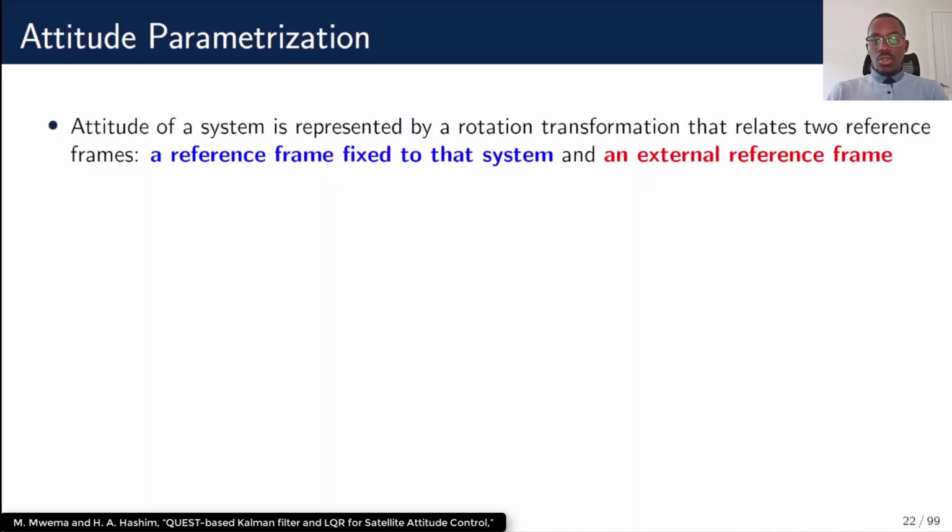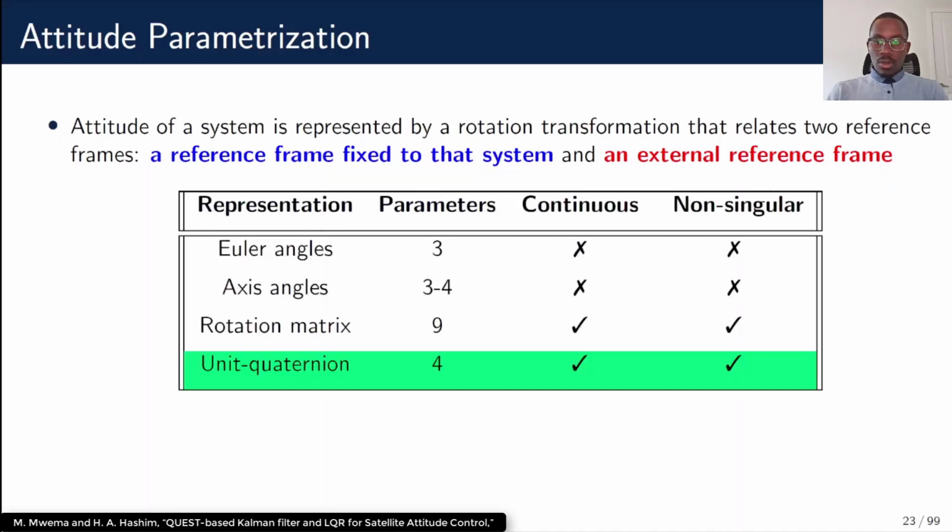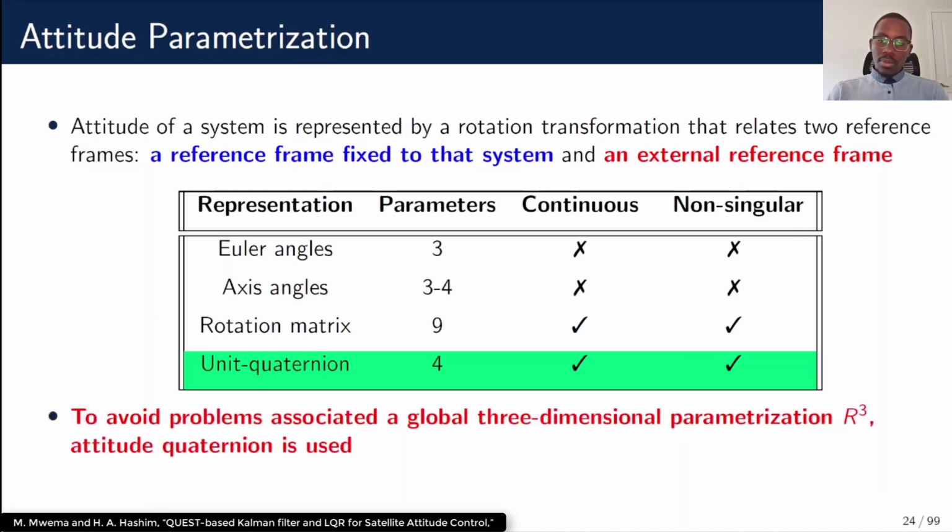The parametrization used to represent attitude can be singular or present discontinuities. The following table shows the most common representations for attitude. As can be seen from the table, rotation matrix and unit quaternion are the only possible choices. However, unit quaternion is the preferred choice for attitude estimation because it is the lowest dimensional parametrization that is free from singularities. As such, to avoid problems associated with global three-dimensional parametrization, attitude quaternion has been used throughout the research.